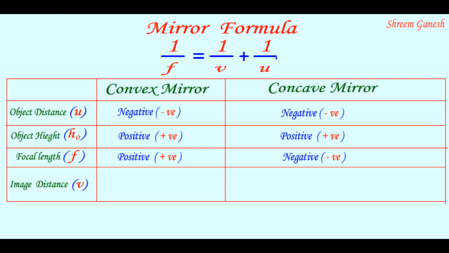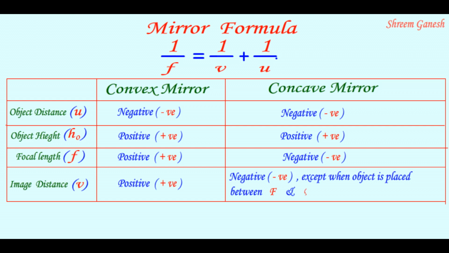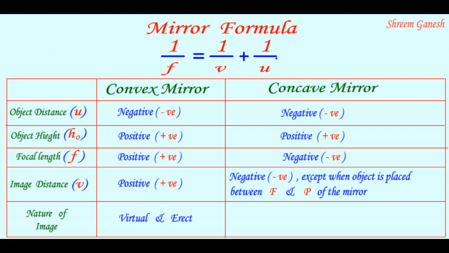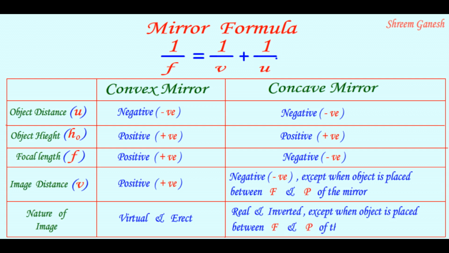Image distance in case of convex mirror is positive and image distance in case of concave mirror is negative, except when the object is placed between principal focus and pole of the mirror. The image is virtual and erect in case of convex mirror, and in case of concave mirror, the image is real and inverted, except when object is placed between principal focus and pole of the mirror.